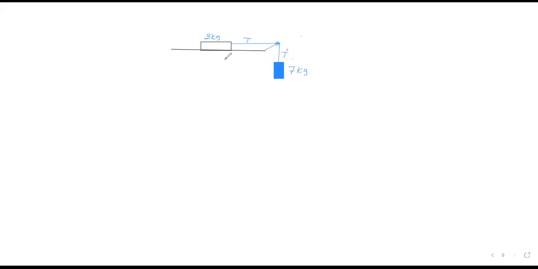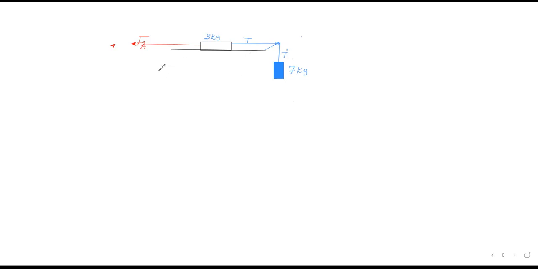And if we have an applied force, west, horizontal applied force, and then the whole system moves that way to the west.